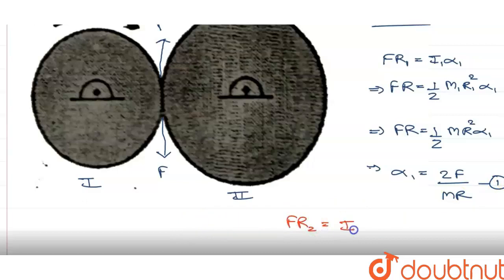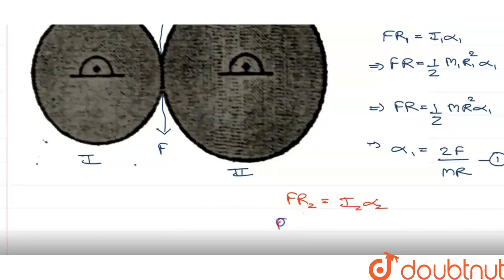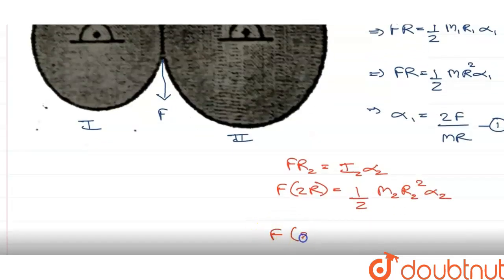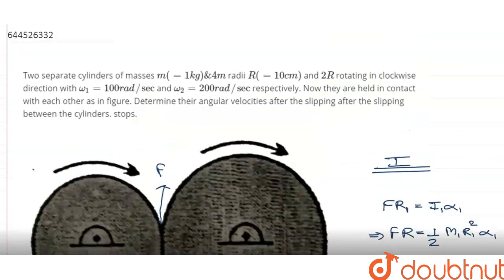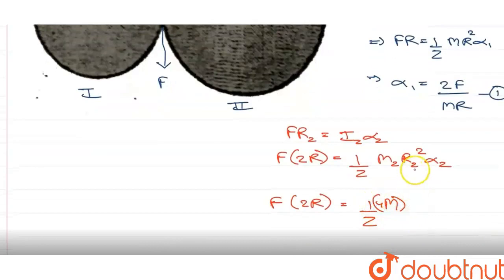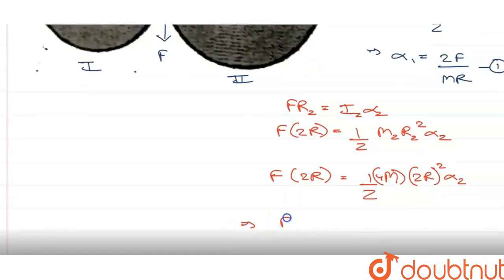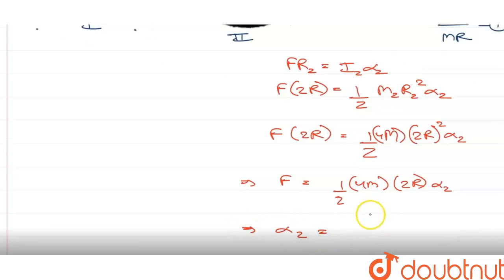Similarly, for the second cylinder, F R2 will be equal to I2 alpha 2. So F R2 is 2R is equal to, once again it's a cylinder, so 1 by 2 M2 R2 squared alpha 2, which gives me F 2R is equal to 1 by 2, M2 is 4M, times R2 is 2R squared alpha 2, which gives me F is equal to 1 by 2 times 4M times 2R alpha 2, which means alpha 2 is equal to 2F by 8MR. This is the second equation.